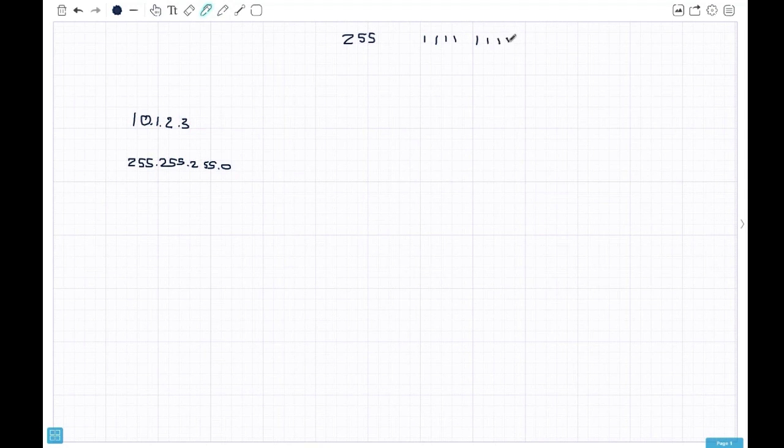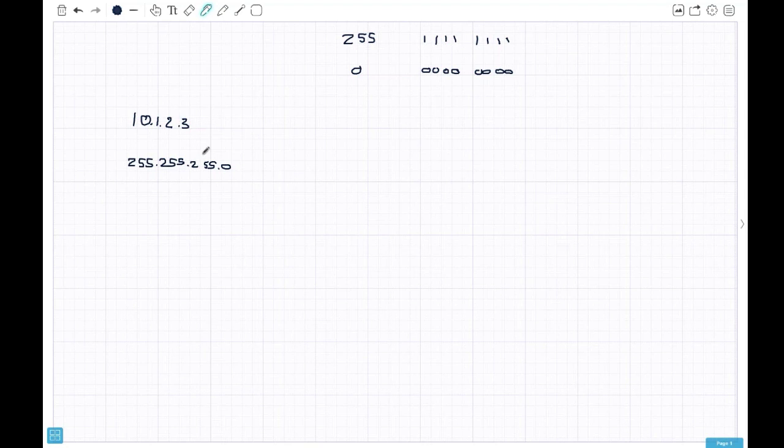Whenever I write binary, I like to leave a little gap in the middle. I write them in sets of 4s. It's easier to distinguish them. And of course, 0 is represented as 0, 0, 0, 0, 0, 0, 0, 0. Nice and simple, right? So 255 is made up of 8 ones and 0 is made up of 8 zeros.